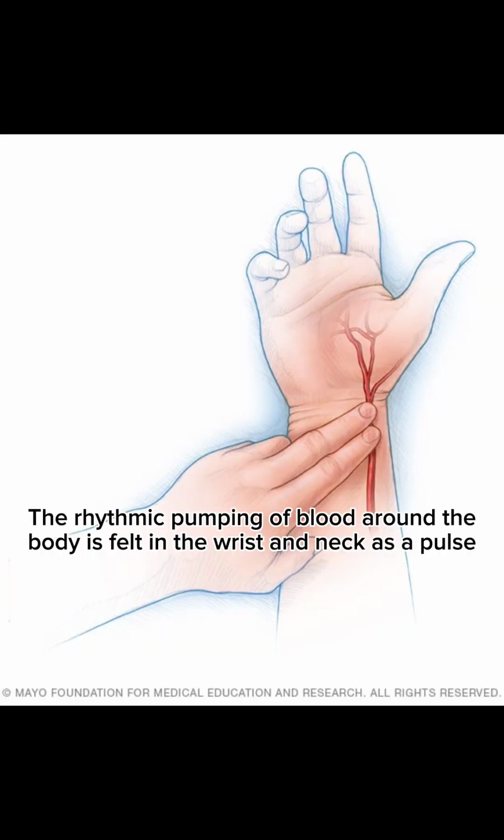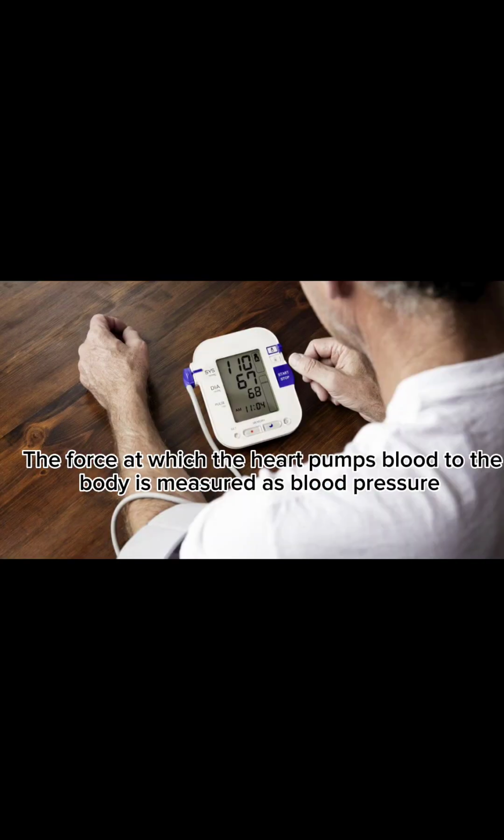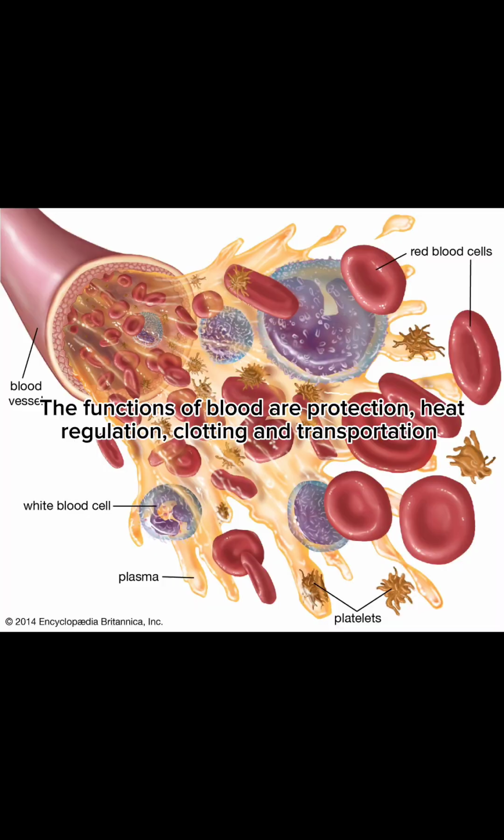The rhythmic pumping of blood around the body is felt in the wrist and neck as a pulse. Circulation of blood to and from the lungs is known as pulmonary. The force at which the heart pumps blood to the body is measured as blood pressure. The functions of blood are protection, heat regulation, clotting and transportation.